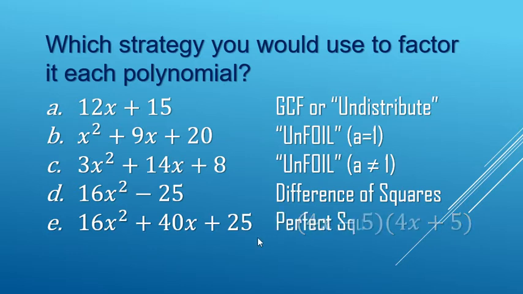The last one, letter E, is an example of a perfect square trinomial, and the way you check for these is you square root the first and the last, multiply those together, and double. So for this example here, square root of 16 is 4, square root of 25 is 5. Multiply those together and you get 20, and double. There's the 40 there.